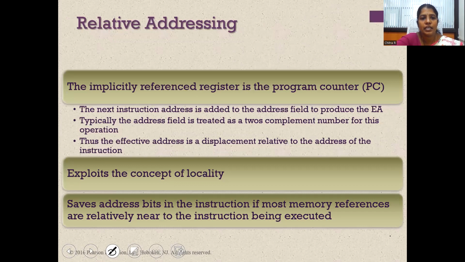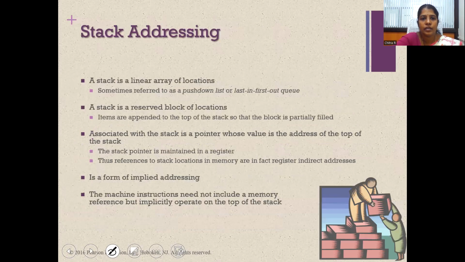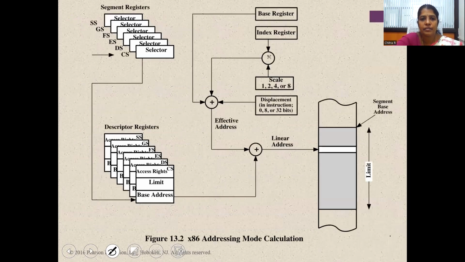Relative addressing means here the values are implicitly referred, and that is the stack addressing. No need to give the next address. The next value will be taken from the next to the top of the stack. But it needs many instructions for executing a small program. The stack is a linear location. Items are appended to the top of the stack. Associated with the stack is a pointer whose value is the address of the top of the stack. It's a form of implied addressing. These are the various types of addressing modes.